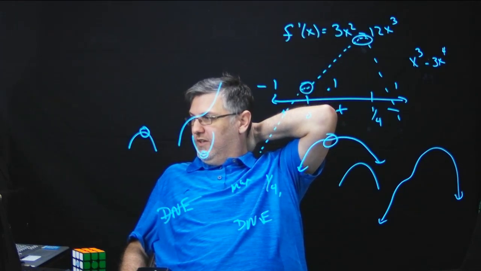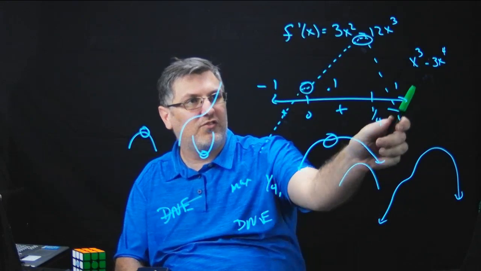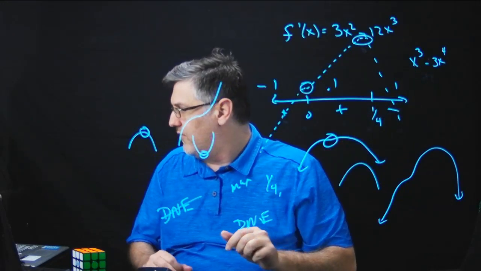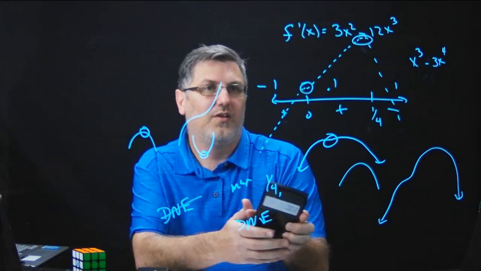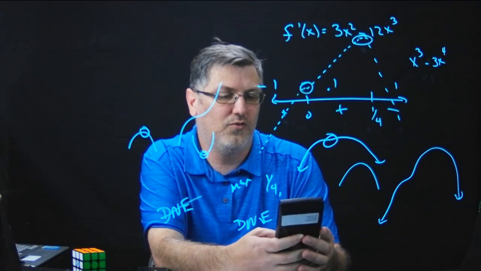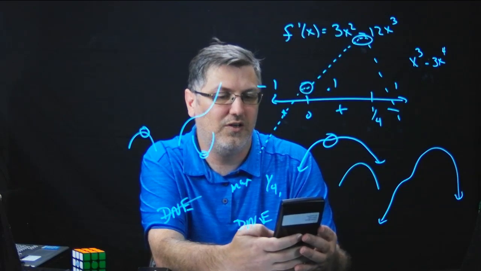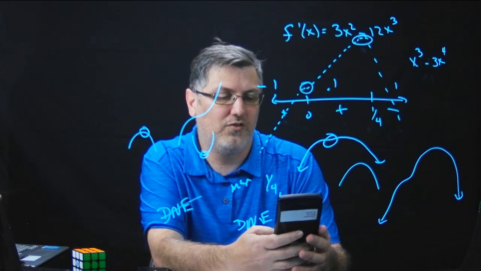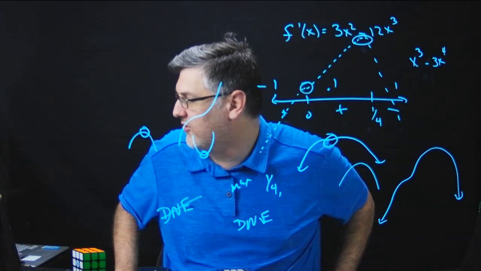1 over 256. But the 1/4 is right? Did you put it back in the position function? You have to put it in the position function. So it would be 0.25 cubed minus 3 times 0.25 to the fourth. Math enter enter. Yeah, it's 1 over 256. You put it in the wrong function.